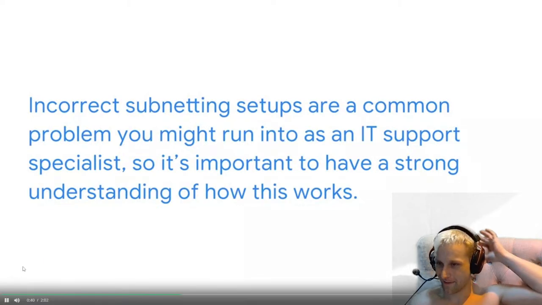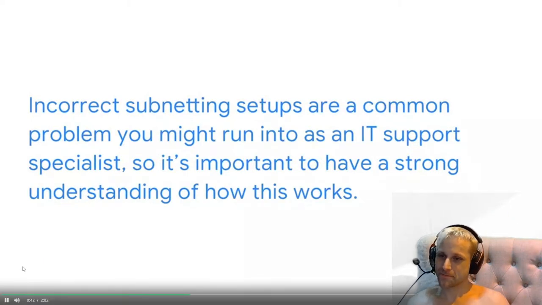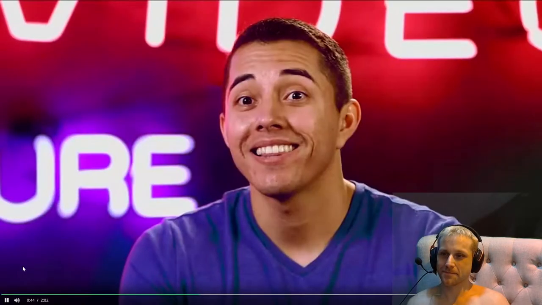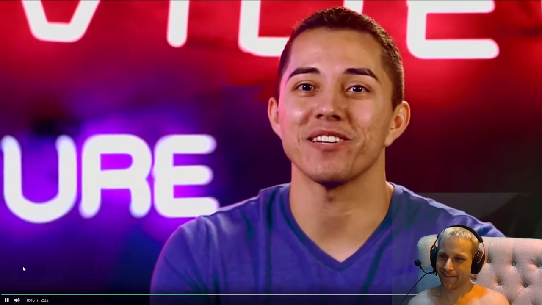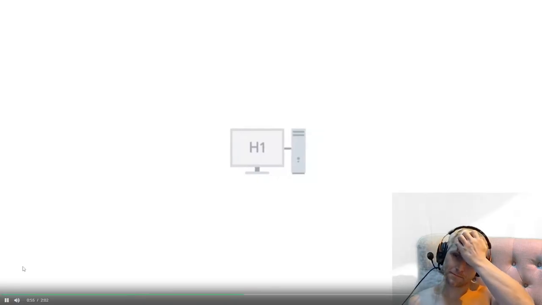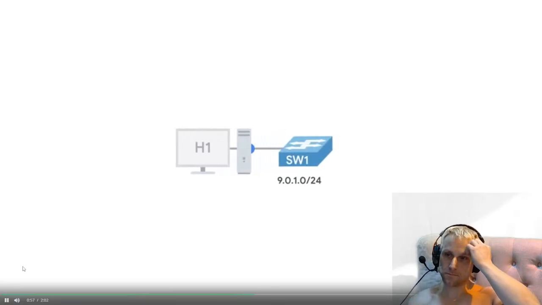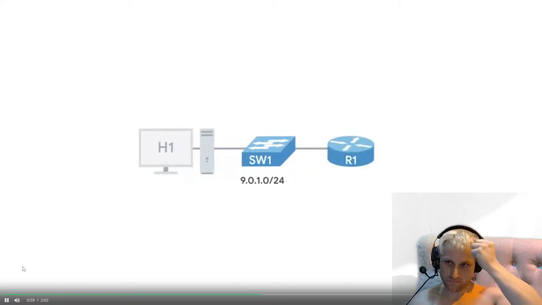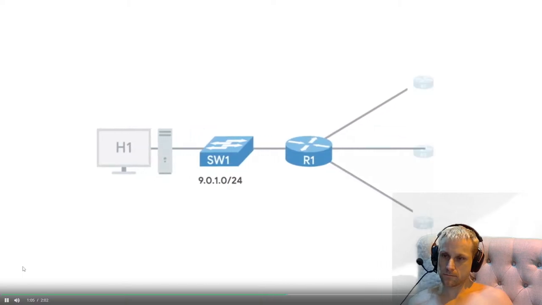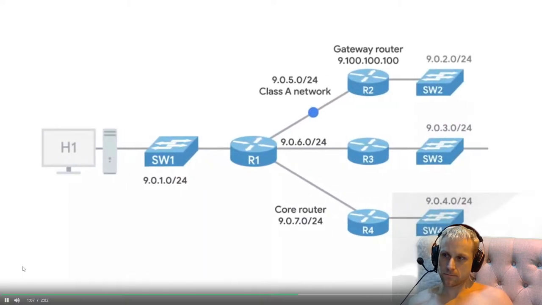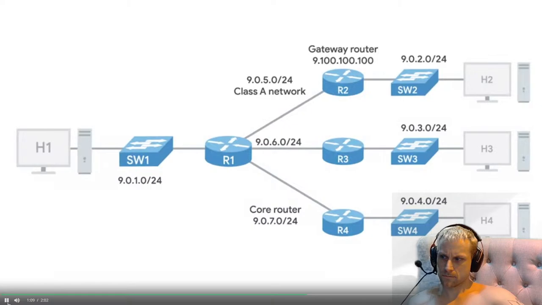As an IT support specialist, it's important to have a strong understanding of how this works. That's a lot. So let's dive in. Address classes give us a way to break the total global IP space into discrete networks. If you want to communicate with the IP address 9.100.100.100, core routers on the internet know that this IP belongs to the 9.0.0.0 class A network. They then route the message to the gateway router responsible for the network by looking at the network ID.